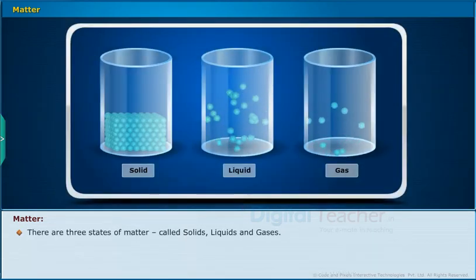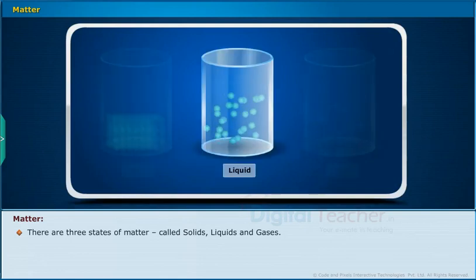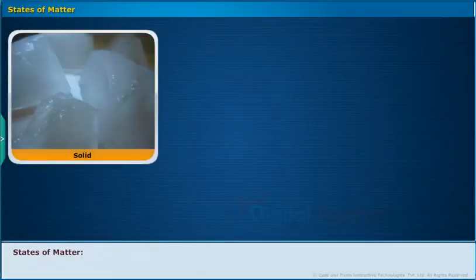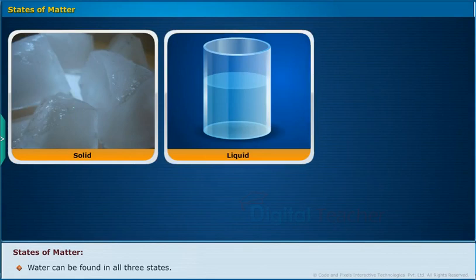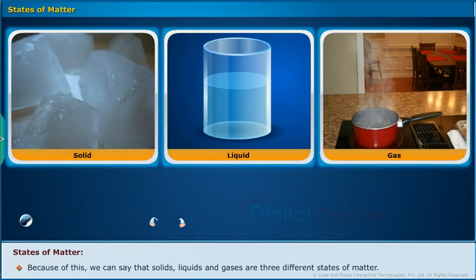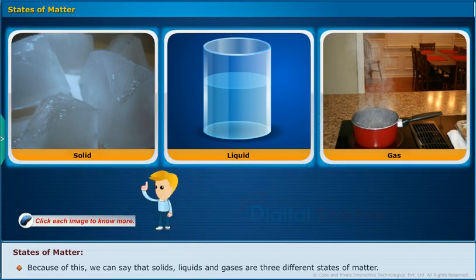There are three states of matter called solids, liquids and gases. Matter can be changed from one state to another, like a solid to a liquid or a liquid to a gas. Let us learn more about the states of matter, taking water as an example. States of matter. Water can be found in all three states. Because of this, we can say that solids, liquids, and gases are three different states of matter. Click each image to learn more.